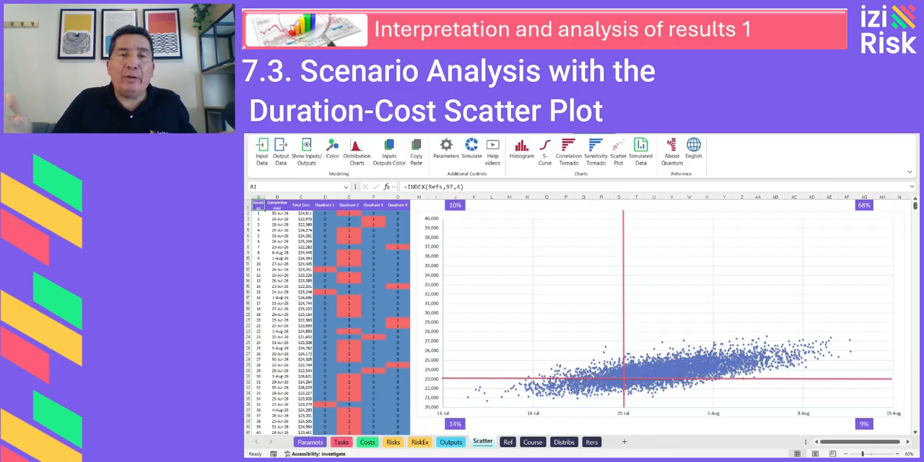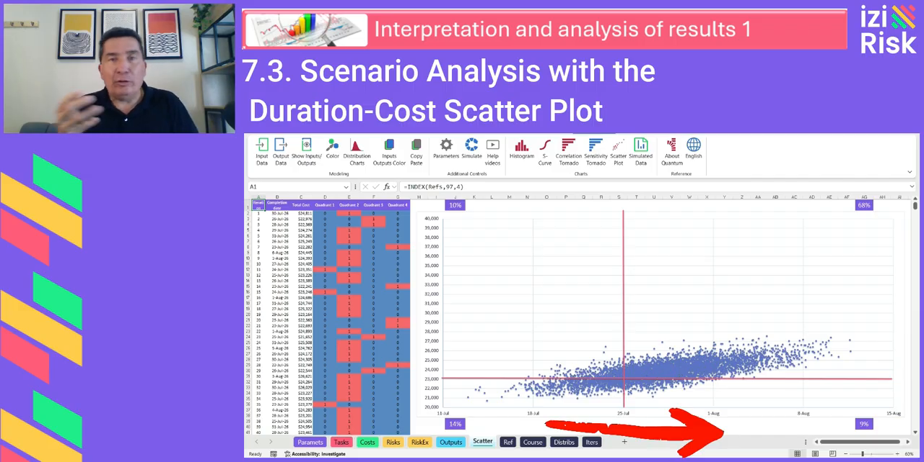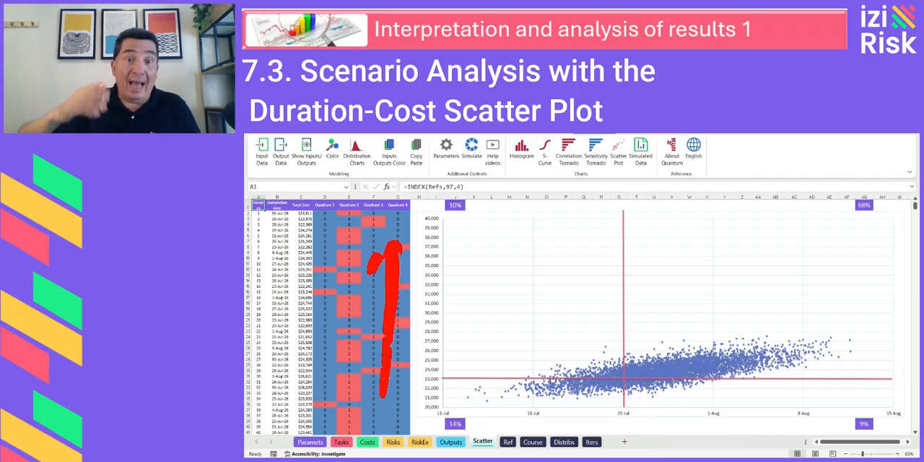So what does the scatter plot show? The plot compares two variables. On the x-axis, the horizontal one, the project completion date or duration. On the y-axis, the total cost. This chart allows us to analyze how both variables behave simultaneously.